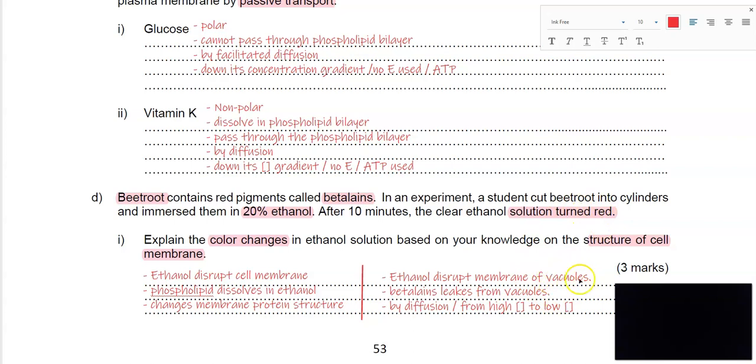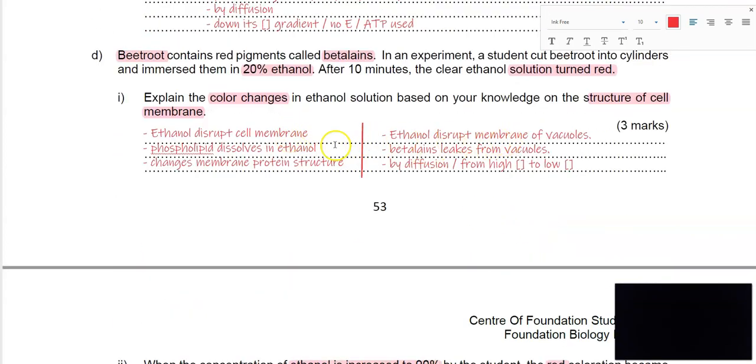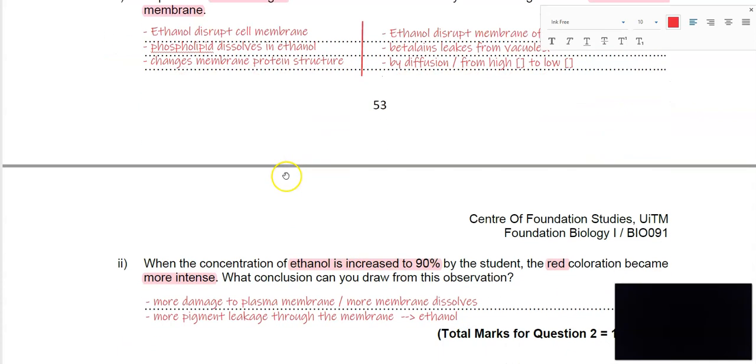Initially the vacuole will have a high concentration of betalain compared to the solution outside. Once the membrane is disrupted, the betalain will diffuse out, from high concentration of betalain to low concentration of betalain, causing the ethanol solution to turn red. So any of these 3 points is worth 3 marks. 1 mark for each point will total up to 3. So any 3 points.